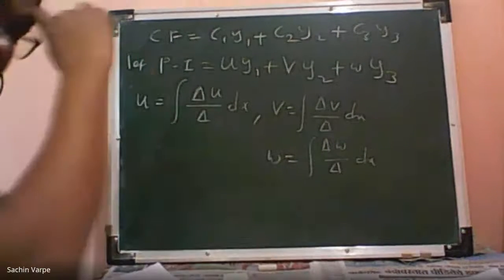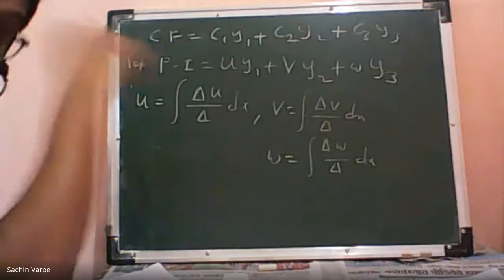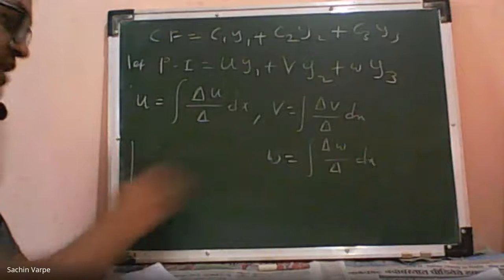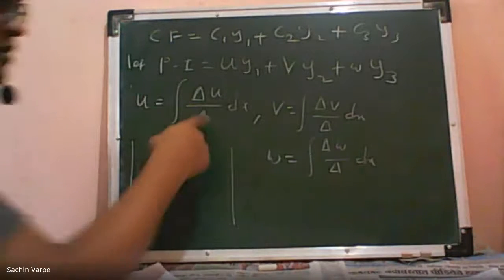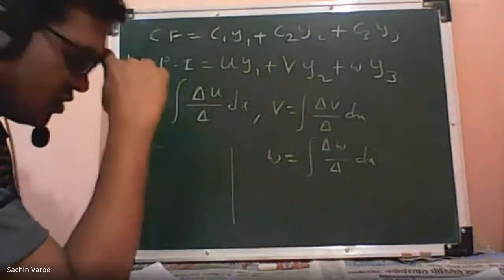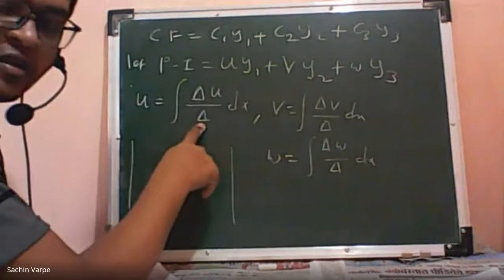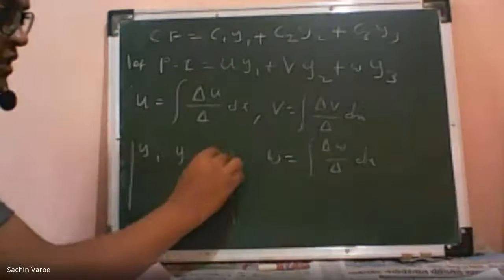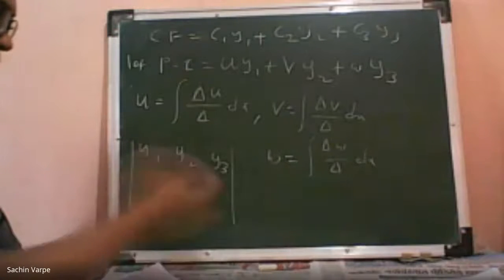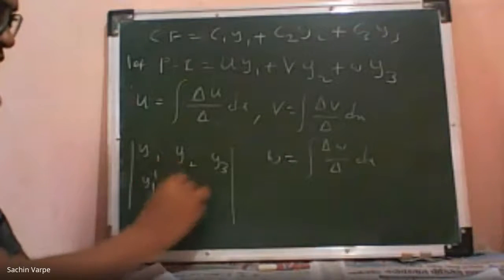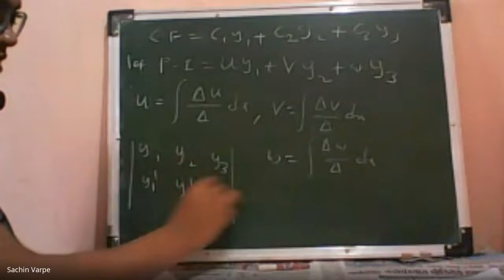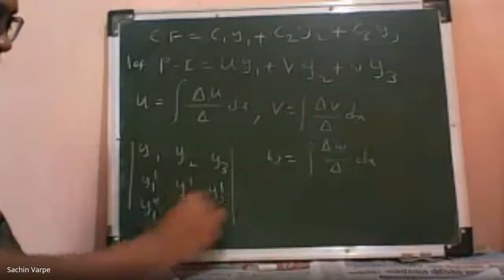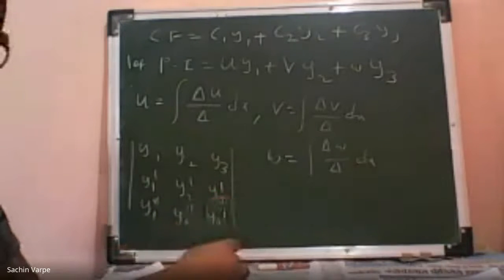See, these deltas are just like the determinants you might have discussed in Cramer's rule, isn't it? Delta is actually the Wronskian of y1, y2, y3. That is, y1, y2, y3, then the derivatives y1 dash, y2 dash, y3 dash, and again the second order derivatives y1 double dash, y2 double dash, y3 double dash, isn't it?